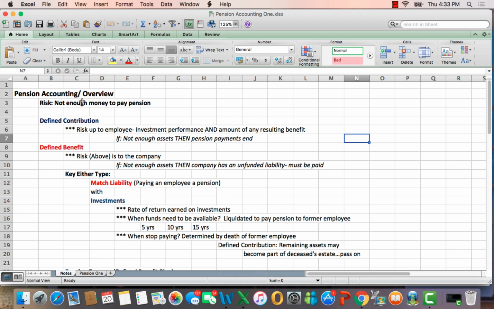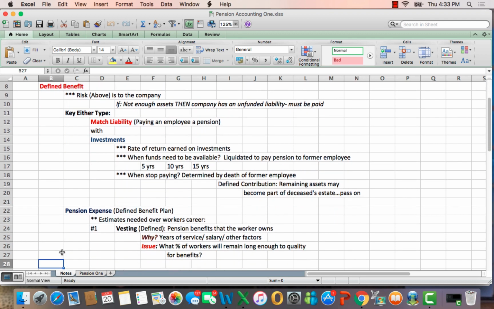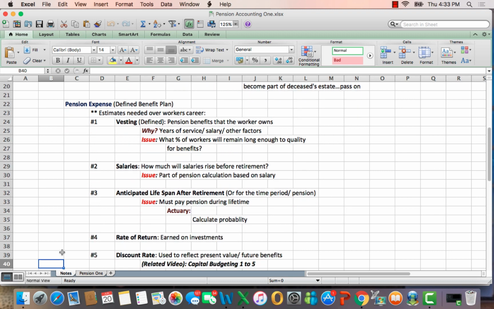What we're talking about here is a company that offers a pension has a liability for providing a pension payment to retired employees. So to continue the discussion from the first video, we have a pension expense. What is the company's expense if they provide a defined benefit plan, meaning that they are liable as a company to pay a specific dollar amount to employees? And there's a few things you need to know here.